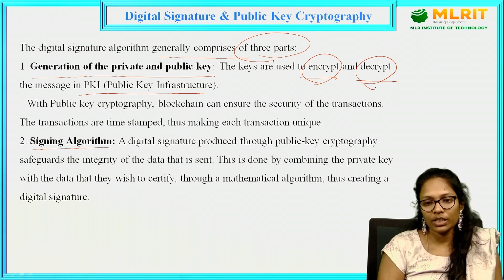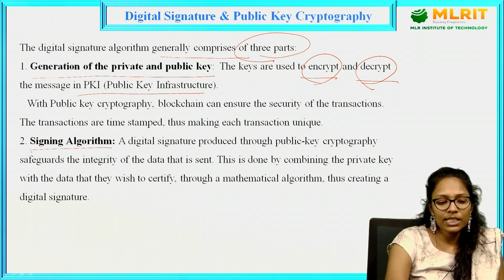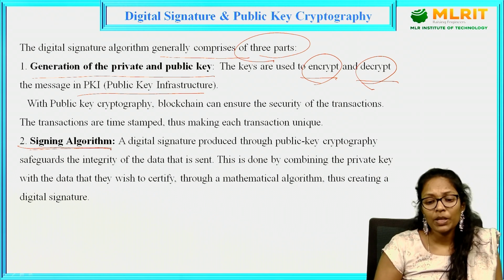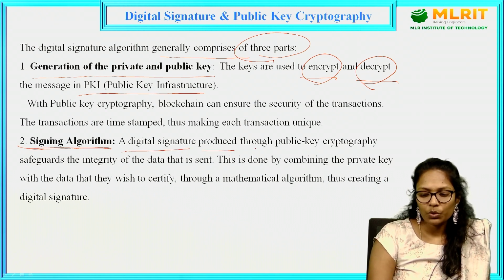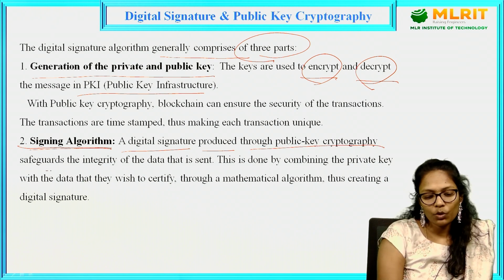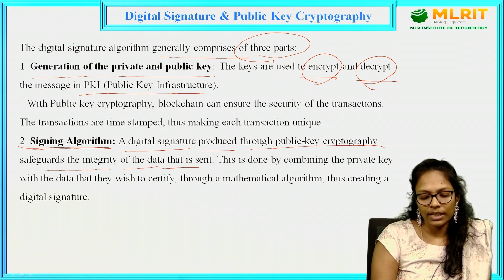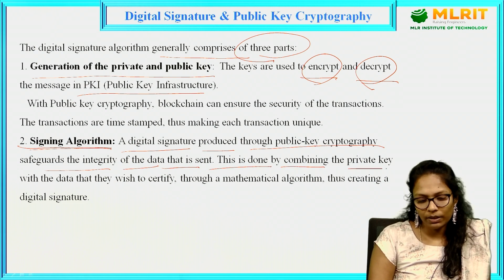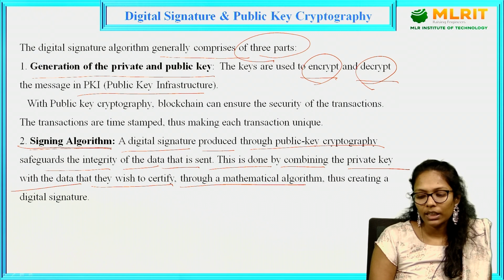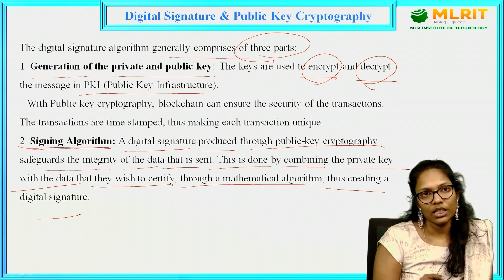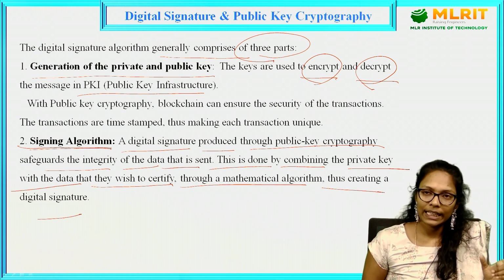Just now we have seen that example. And next is signing algorithm. So what is the signing algorithm? A digital signature produced through public key cryptography safeguards the integrity of the data that is sent. This is done by combining the private key with the data that they wish to certify through a mathematical algorithm, thus creating a digital signature. So the signing algorithm will create a digital signature.